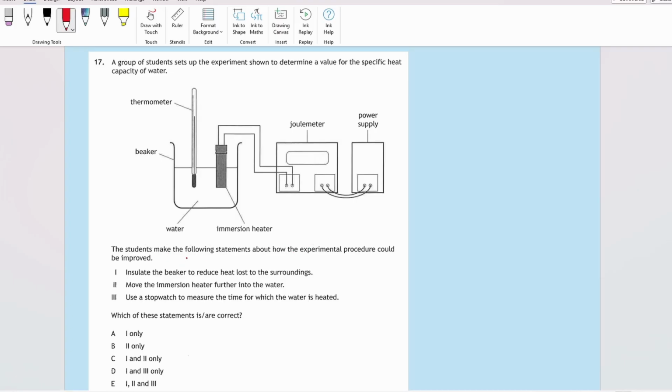1. Insulate the beaker to reduce heat loss to the surroundings, 2. move the immersion heater further into the water, or 3. use a stopwatch to measure the time for which the water is heated. Which of these statements are correct?